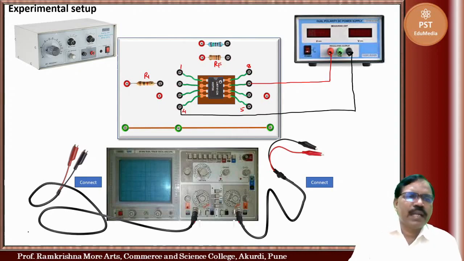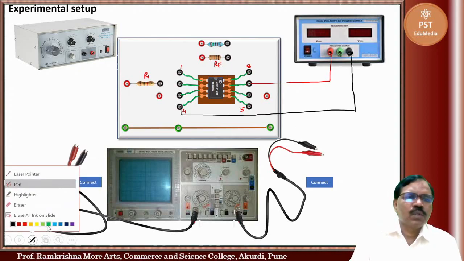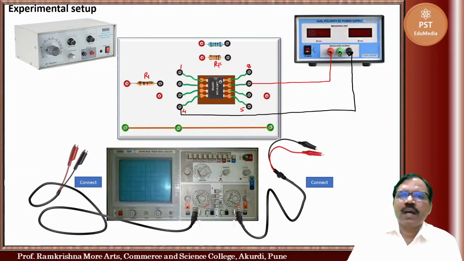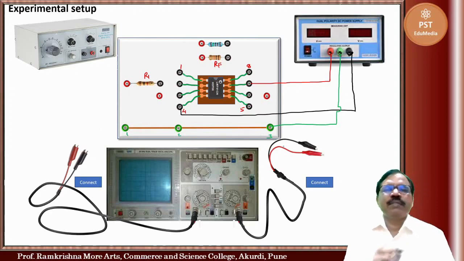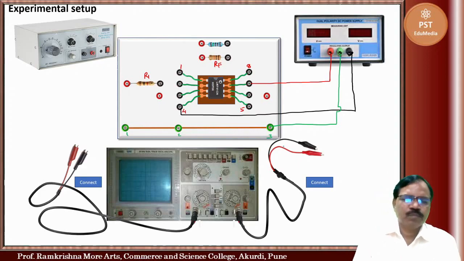Then we have to make ground. So we will connect this ground here. Now these 1, 2 and 3 terminals are connected through wire. So all these terminals are ground terminals now.